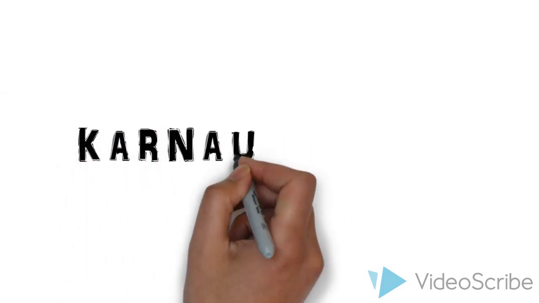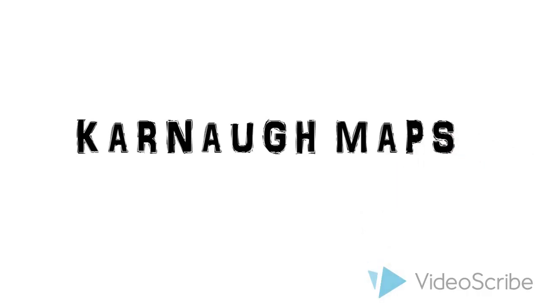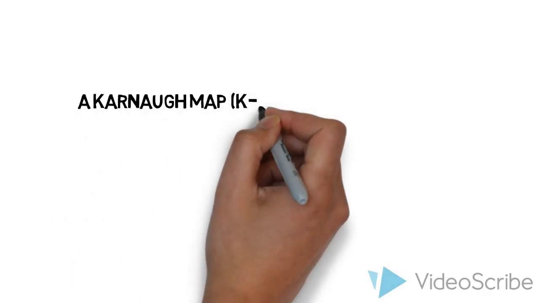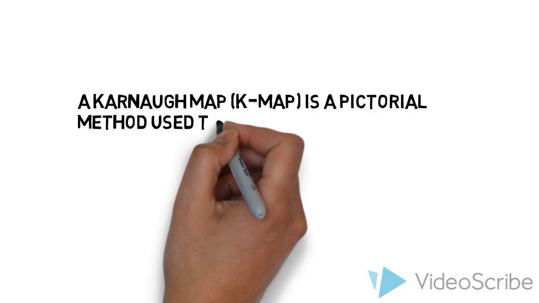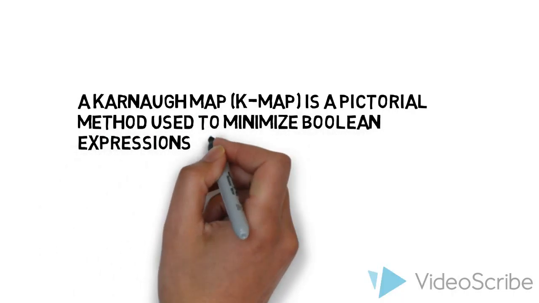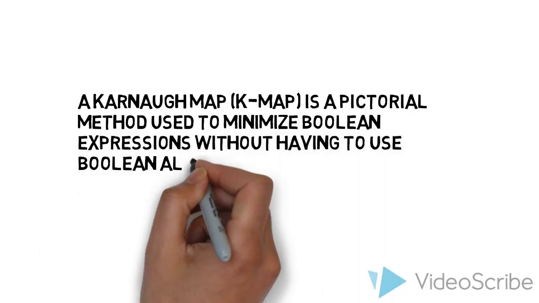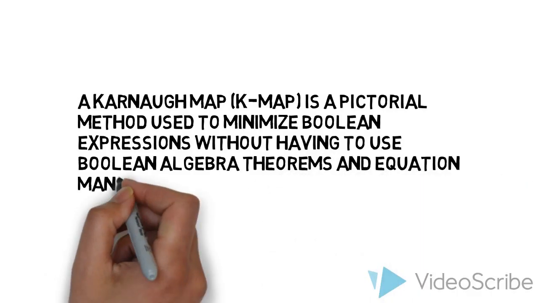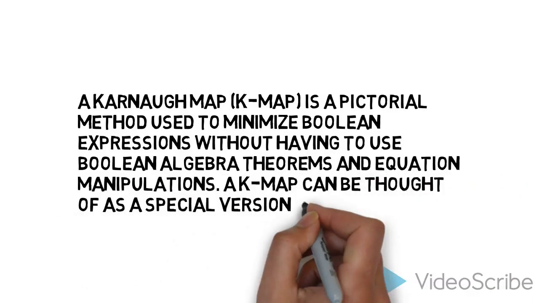Then we will talk about Karnaugh maps. A Karnaugh map, or K-map, is a pictorial method used to minimize Boolean expressions without having to use Boolean algebra, theorems, and equation manipulations. The K-map can be thought of as a special version of a truth table.